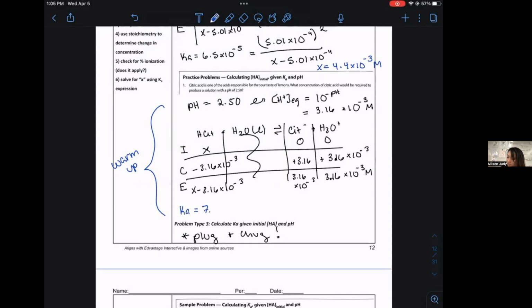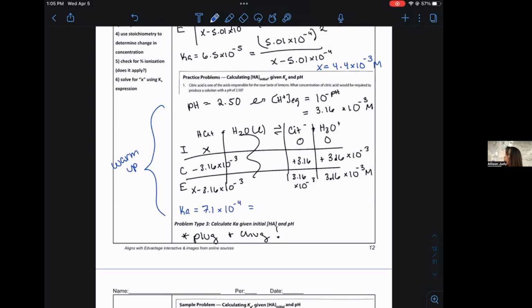How did you know the equation? The equation is HCit, H citrate. I'm just trying to show that it's protonated citric acid. That's all I'm showing. So the Ka for protonated citric acid is 7.1 times 10 to the negative fourth.